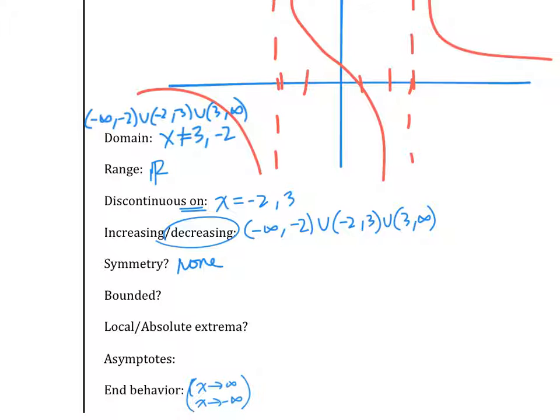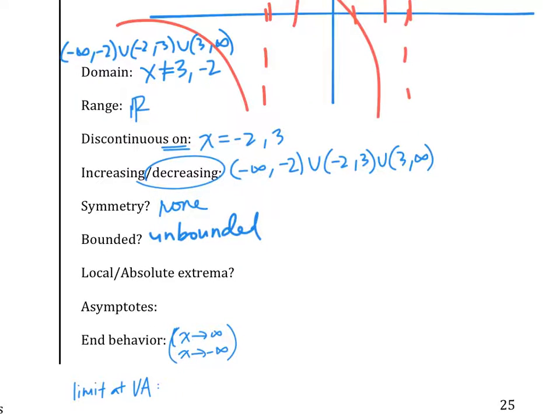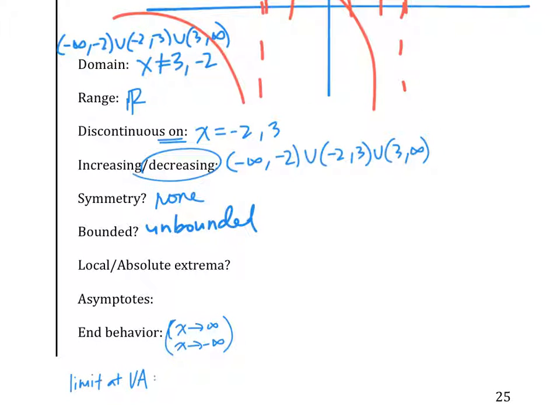Boundedness? Okay. Unbounded. Evan, local, absolute, extrema? You don't know? That's not a good answer. Guess. What about none? What did you say? Okay, there is no extrema. I'm giving you guys all the answers.